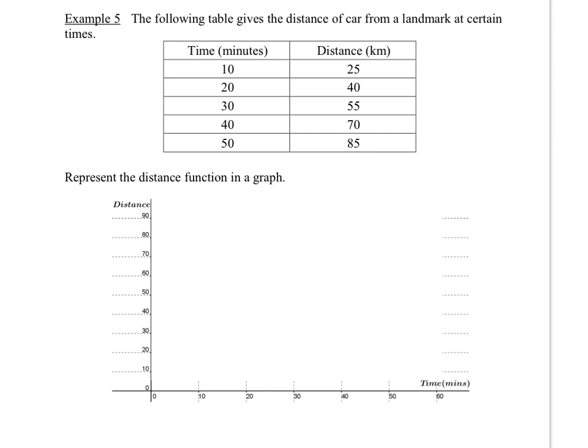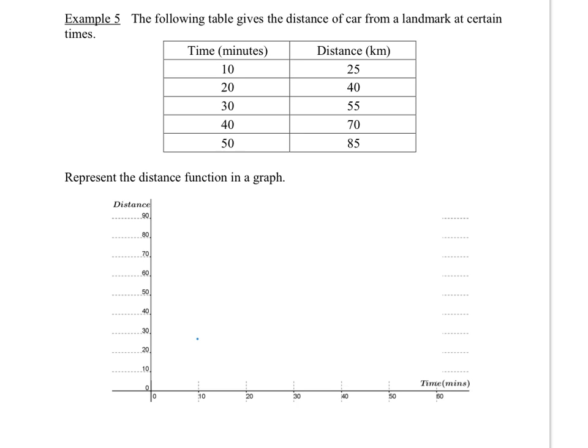For example 5, you'll see that we have data for times and distances, and here we have an axis which is for time and an axis which is for distance. And what we do is we plot the points. We go across to 10 and we go up to 25, and the point that we want is going to be round about here, 10, 25. So we're going to have a point that's going to be at 10, 25.